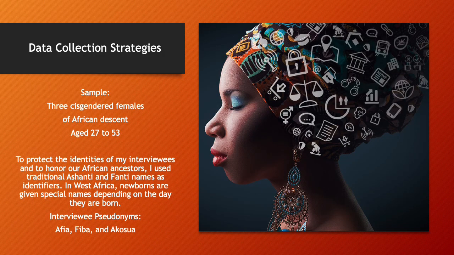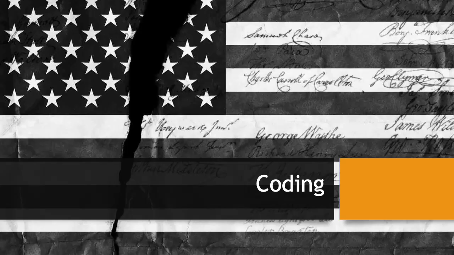So my sample included 3 cisgendered females of African descent, ages 27 to 53. In an effort to protect their identities and to honor our African ancestors, I used traditional Ashanti and Fanti names as identifiers, because in West Africa, newborns are given special names that are specific to the day that they are born. I used names based on the days that the interviews were conducted. So the pseudonyms were Afia, Fiba, and Akosua. You'll see those in the interviews.